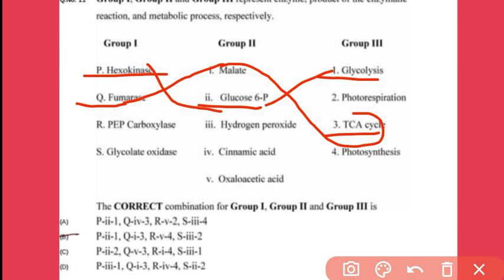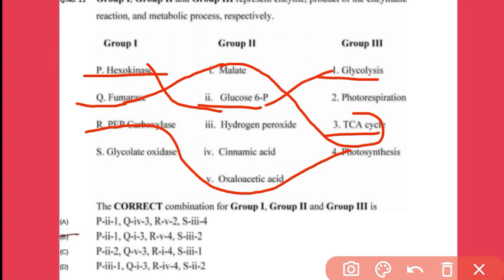This reaction is used for carbon fixation in the CAM pathway. CAM stands for crassulacean acid metabolism, and it is also used in the C4 pathway. So this occurs in photosynthesis and its product is oxaloacetic acid: PEP carboxylase, oxaloacetic acid and photosynthesis.